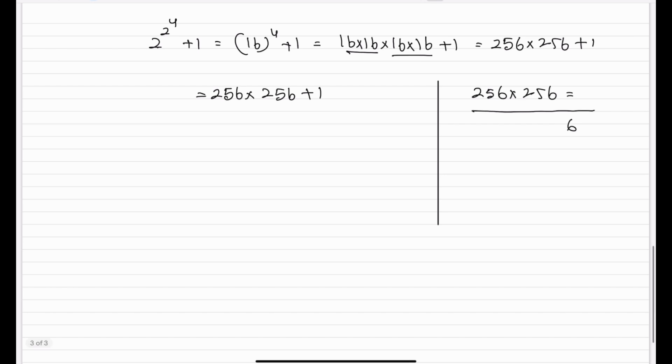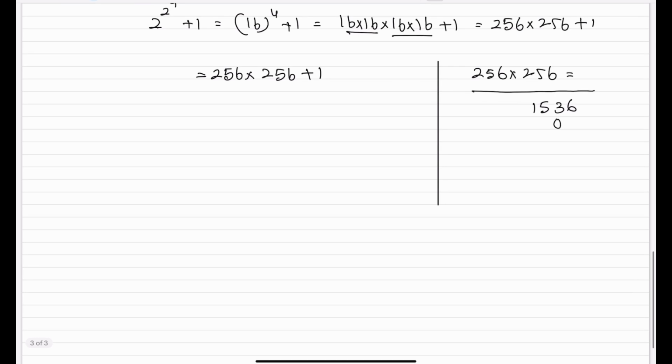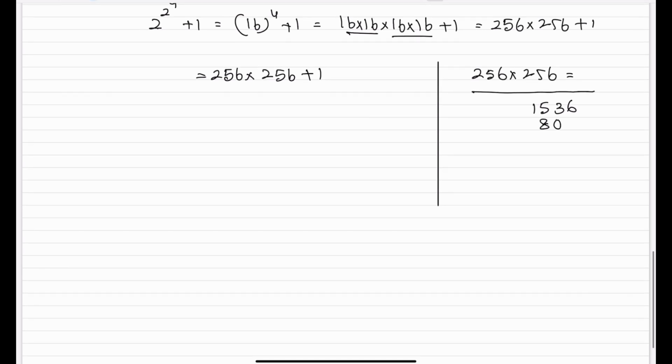6 5 are 30. That is 3. 6 12 are 12. 12 plus 3 15. 5 6 are 30. 5 5 are 25 plus 3 28. 5 10 are 12. 10 plus 2 12.